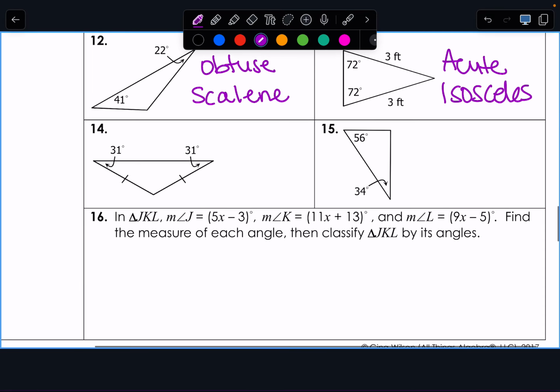Okay. Jonah, number 14. Obtuse isosceles. How'd you get obtuse? Because of the big wide angle. What is its measure? Bigger than 90. How do you know? Because 31 plus 31 equals 62, and 180 minus 62 is 118. So it's bigger than 90. Okay, thank you.